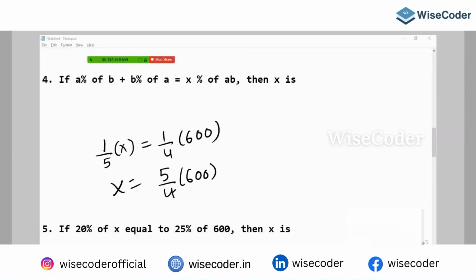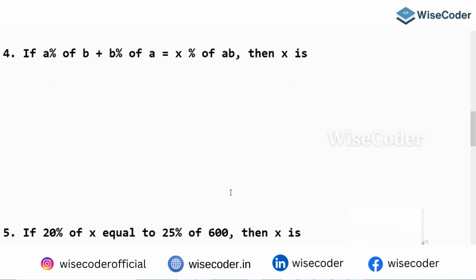So 4 ones are 4. I'm left with 2. 4 fives are 20 and a 0. So 15 fives are 75. Yes or no? Then X is equal to 750. X is equal to 750. Let's go to the next question.